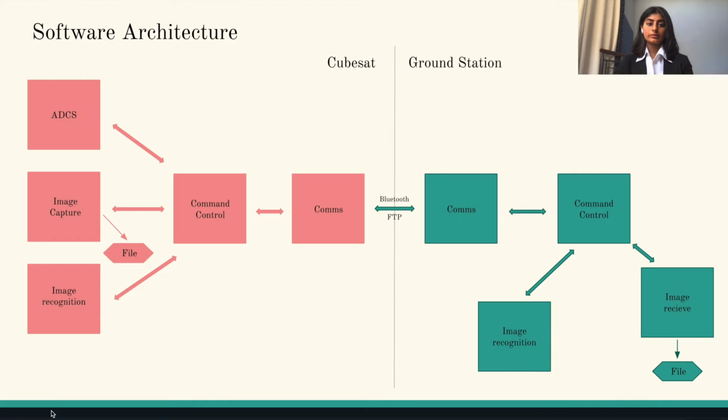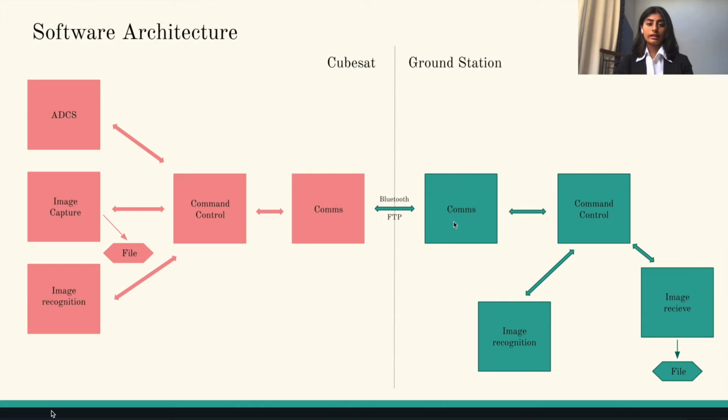Let me take a few minutes to explain the diagram present here. So first, the CubeSat makes sure that the ADCS system is turned on, calibrated, and ready to operate. After doing so, it reports back to the command control, which then alerts the image capture module to take a picture. Once the picture is taken, the command control is then alerted and it alerts the image recognition system to start processing the image. Once the image is processed and an object is detected in the picture, it reports that back to the command control, which then alerts the comm system. All of this has happened on the satellite itself.